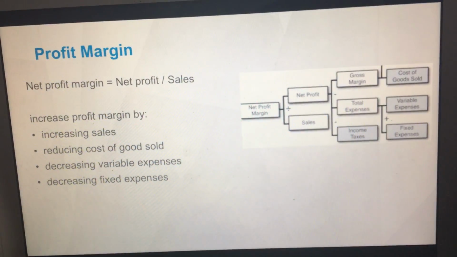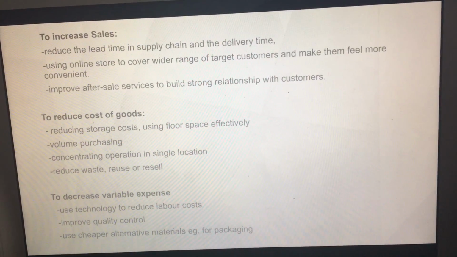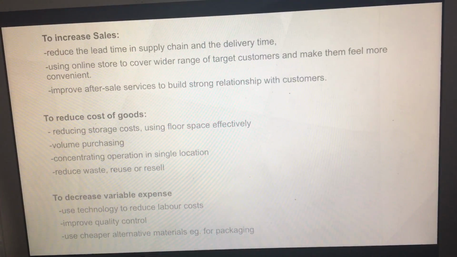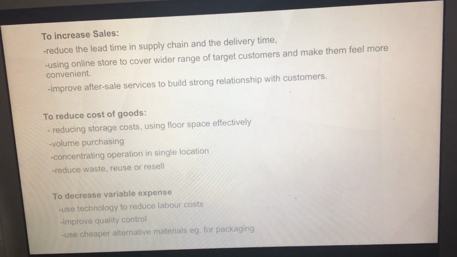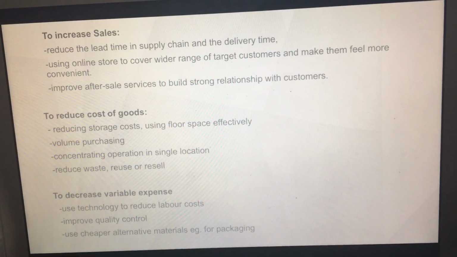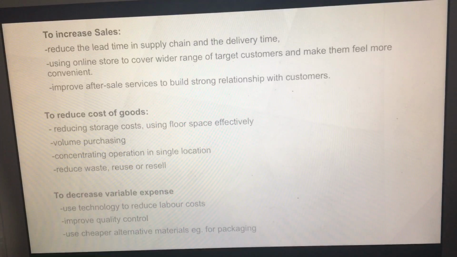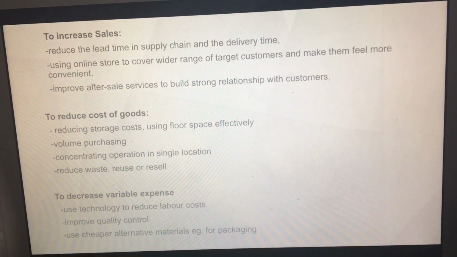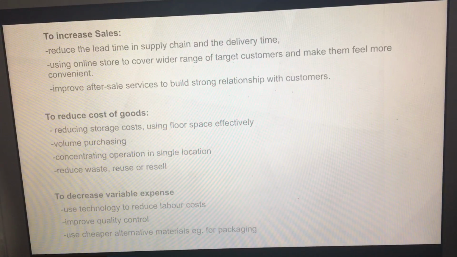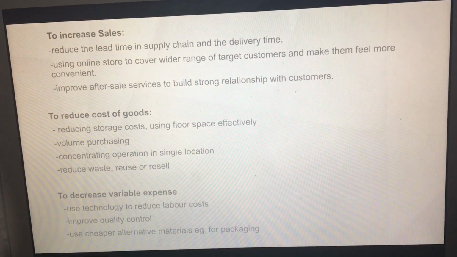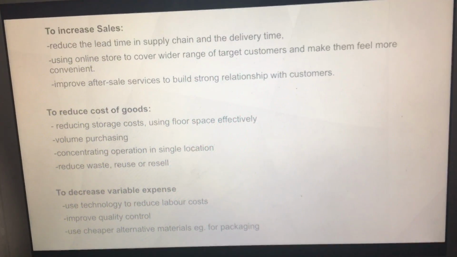For example, the company can increase sales by reducing the lead time in the supply chain and the delivery time, using an online store to cover a wider range of target customers and make them feel more convenient, and improving after-sales services to build strong relationships with customers.